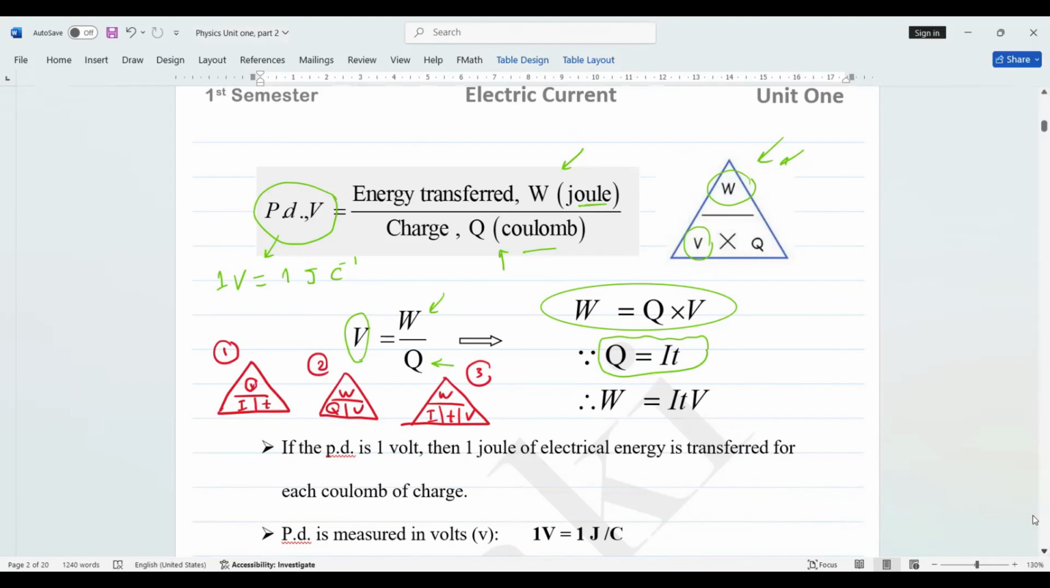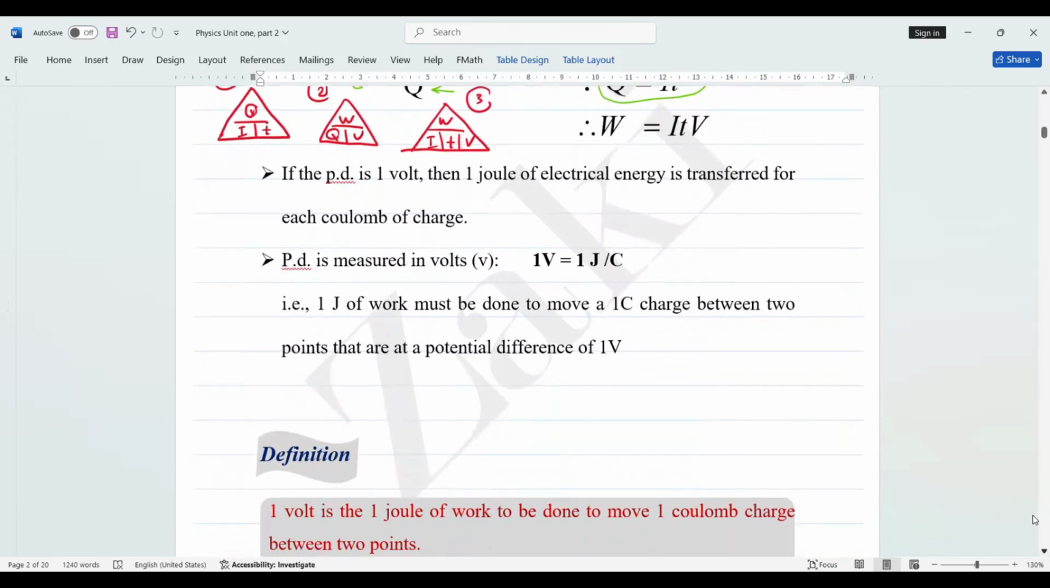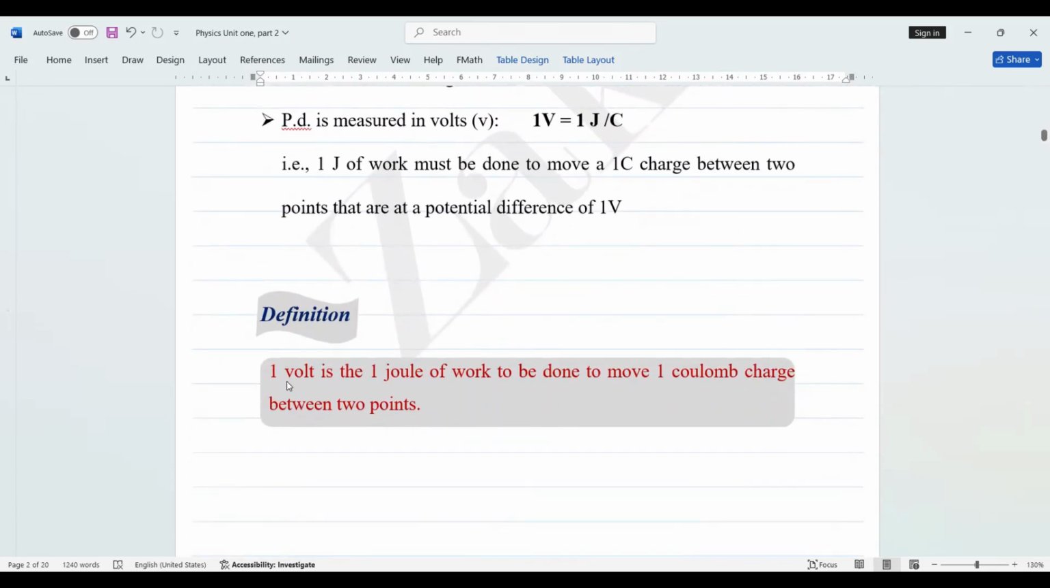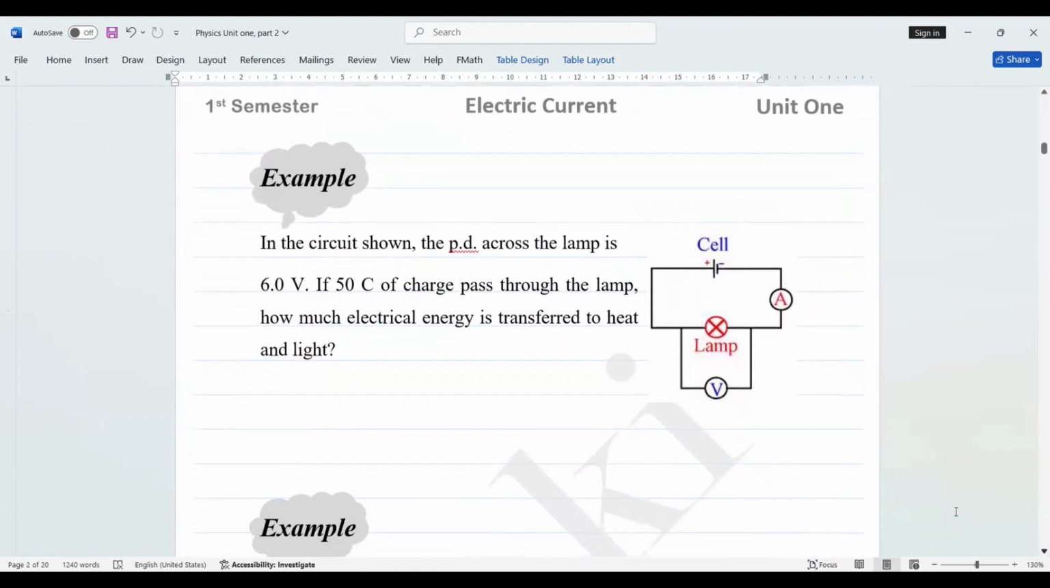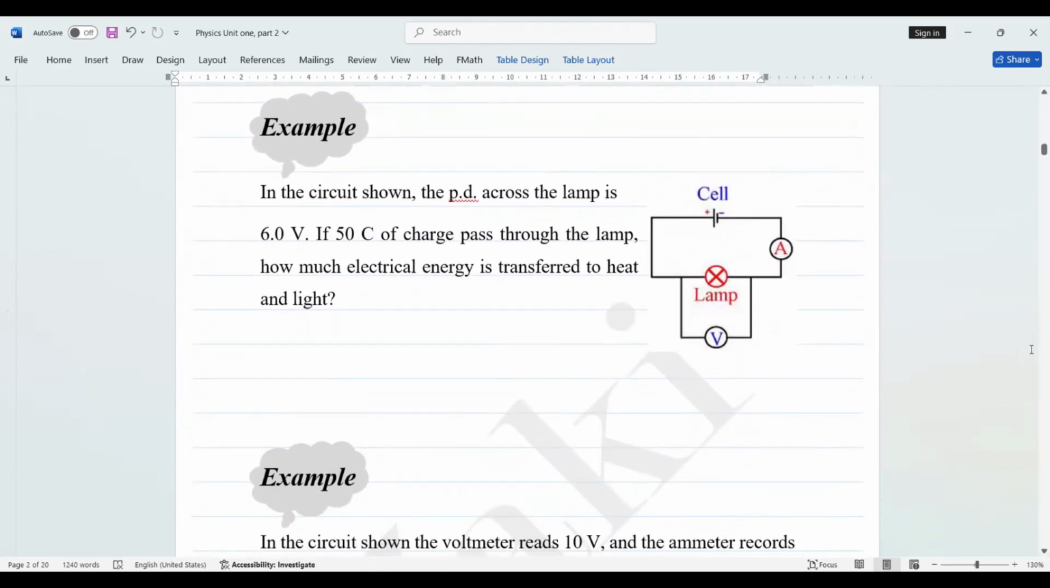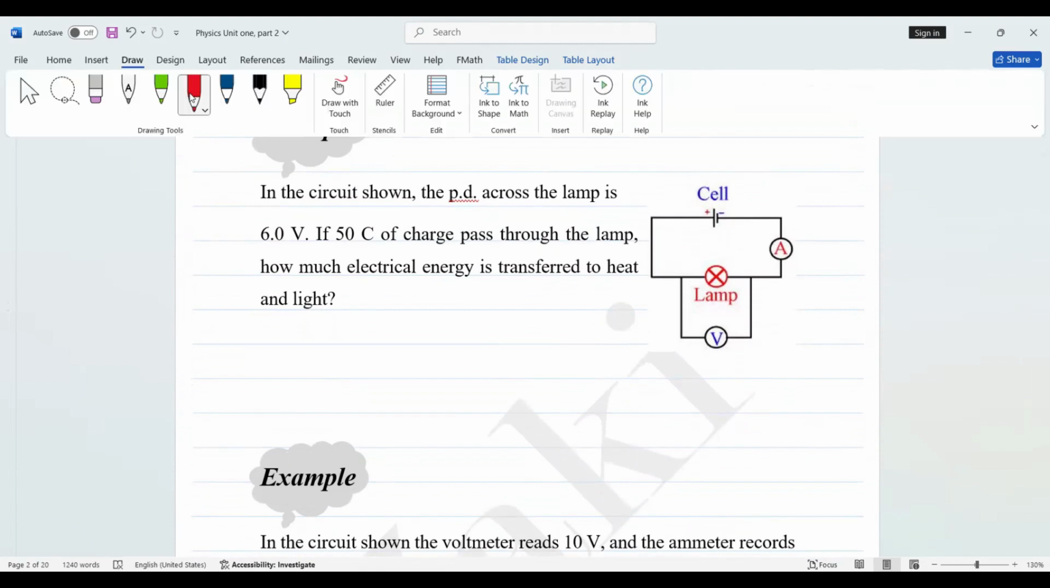Okay, now 1 volt, this definition is important. 1 volt is 1 joule of work to be done to move 1 coulomb charge between 2 points. So 1 volt is the work done of 1 joule to move 1 coulomb between 2 points. Now, let us see this example. We read the example and then let us discuss it.